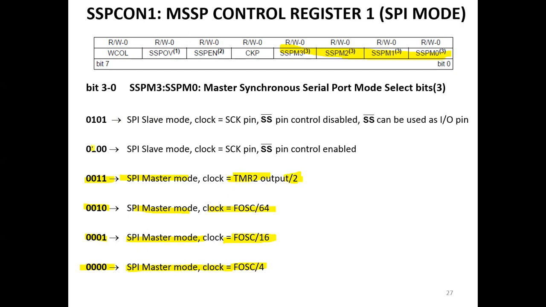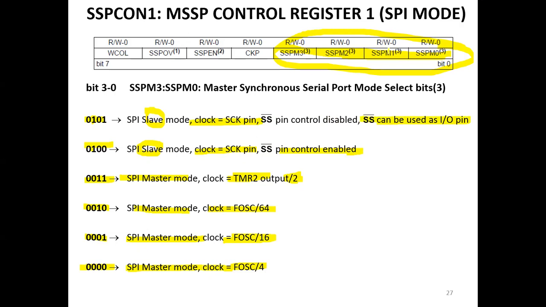Now, if this bit is 1, so 0, 1, 0, 0 or 0, 1, 0, 1, so we have here the slave mode. So you can select between slave and master by using these 4 bits. And for the slave mode, if you have 0, 1, 0, 0, so the clock will be the SCK pin, and the SS bar or the chip select pin control will be enabled. But if you have 0, 1, 0, 1, so the clock will always be the SCK pin, and the SS bar pin control will be disabled. So the SS bar can be used as an input output pin.